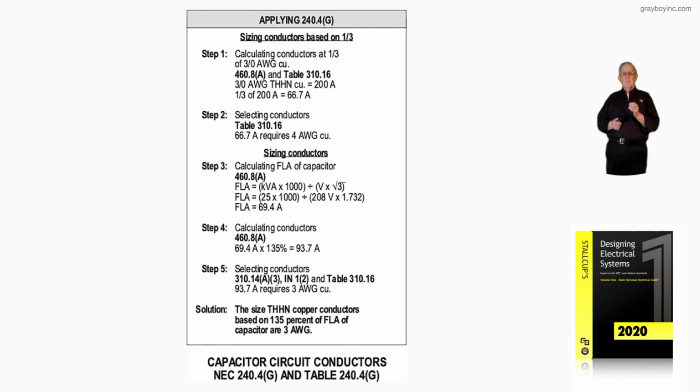So what is creating the larger conductor? The 135% rule. So the solution and answer, the size THHN copper conductors, based upon the 135% rule of the FLA of the capacitor, would be number 3. So the conductors between the controller and the capacitor would be number 3. And that's what this Figure 9-10B is illustrating.